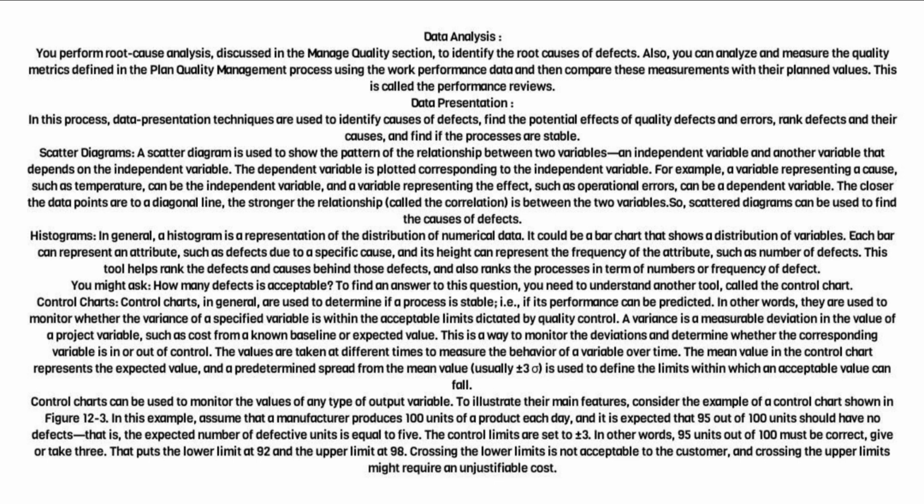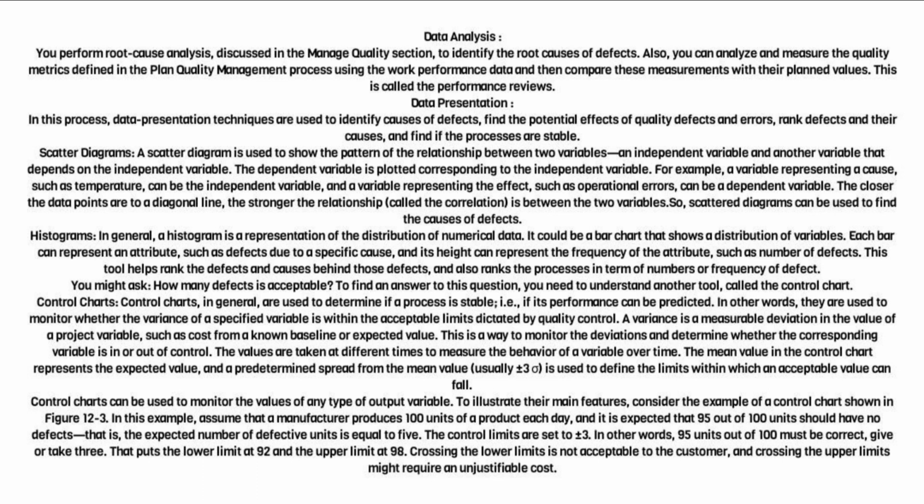The values are taken at different times to measure the behavior of a variable over time. The mean value in the control chart represents the expected value, and a predetermined spread from the mean value, usually plus or minus 3 sigma, is used to define the limits within which an acceptable value can fall. Control charts can be used to monitor the values of any type of output variable. To illustrate their main features, consider the example of a control chart shown in Figure 12.3.